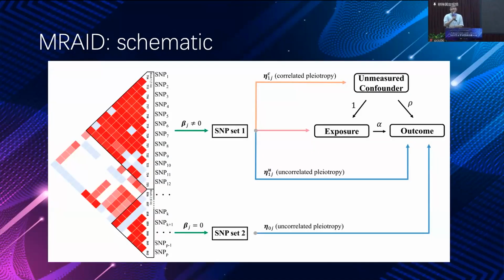So this is the simple schematic. We have a set of p correlated SNPs. To make the selection, we first divide these p SNPs into two parts. One is SNP set 1, which has the true causal effect. The other is SNP set 2. For SNPs in SNP set 1, we distribute three causal paths. One is the causal path, another is the correlated pleiotropy path, and the remaining one is the uncorrelated pleiotropy path. For SNPs in SNP set 2, we also model them because we want to improve the efficiency.